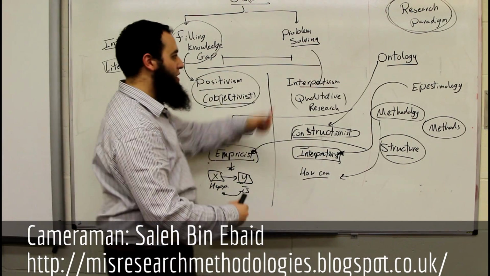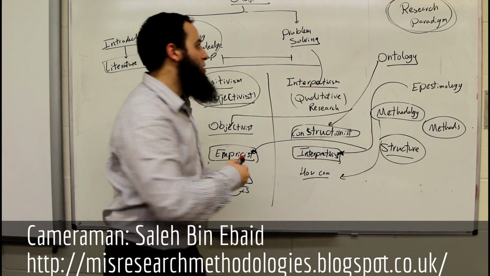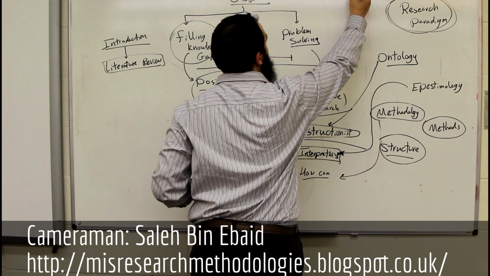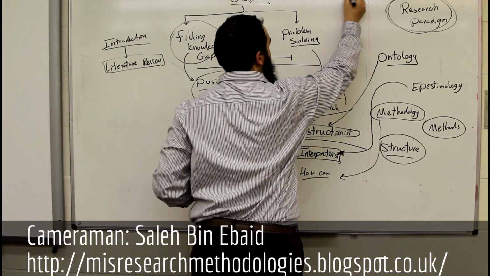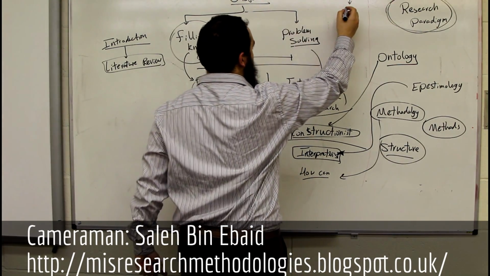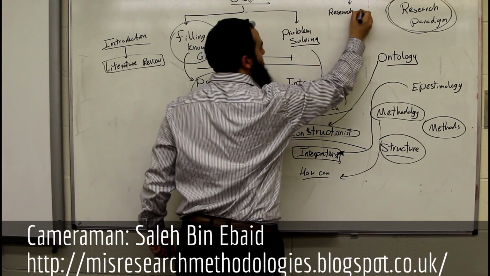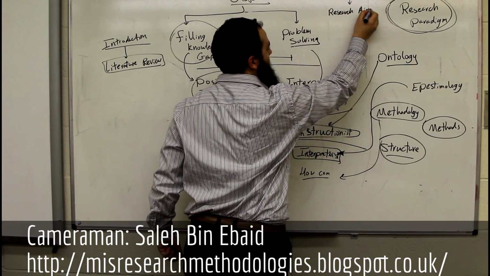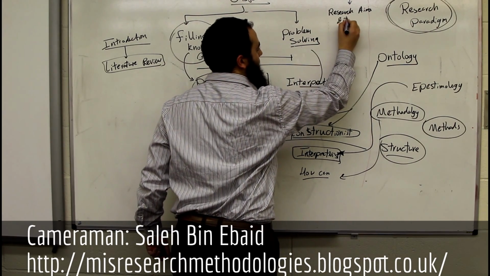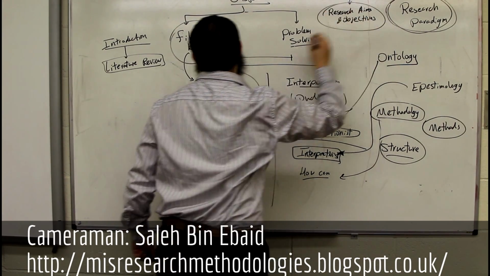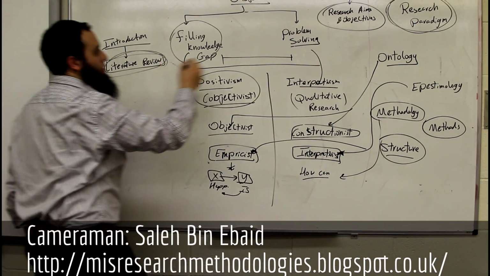On the other hand, here the literature review is not important. We have first the introduction. After the introduction, we make the research aims and objectives, and this is the most important thing.